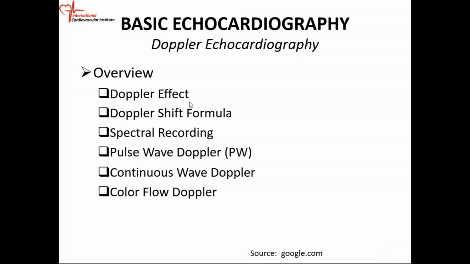The different areas we're gonna concentrate on is the Doppler effect. What is the Doppler effect? The Doppler shift formula, spectral recording, what they look like, and how to draw them. Then we're gonna discuss pulse wave Doppler, PW, continuous wave Doppler, CW, and then color flow Doppler. So these are the different areas in Doppler that we're going to look at. And you're encouraged to read up more and to increase your understanding of Doppler.